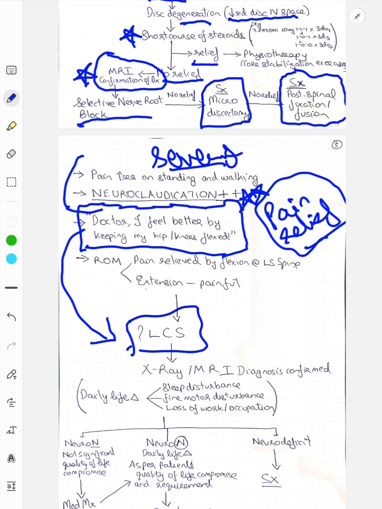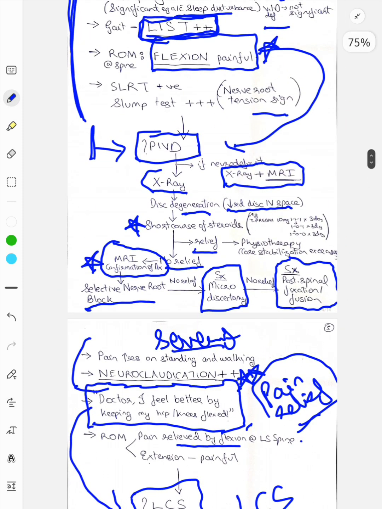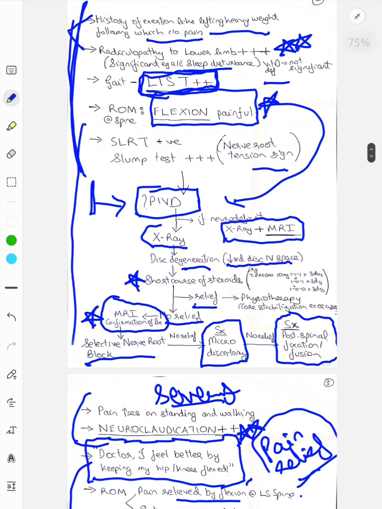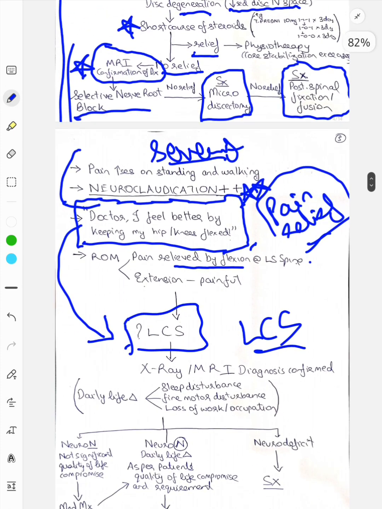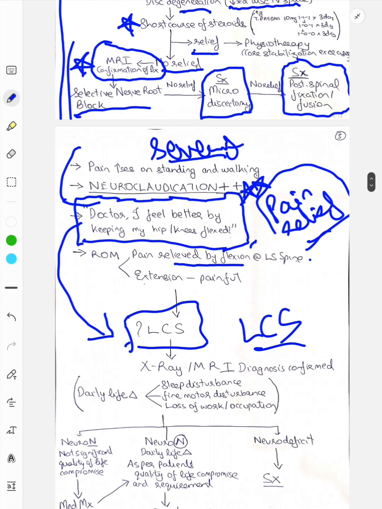That is the question. Because in ROM examination, the pain gets relieved by flexion of the LS spine in a picture of LCS, which was opposite in PIVD. In PIVD, flexion was painful. So this is how you differentiate between LCS and PIVD, just with examination and history, right? So these are the few important things: neuroclaudication present, flexion painful, old age. These are the points leading to the picture of LCS.